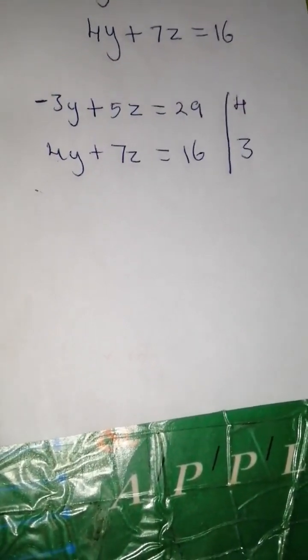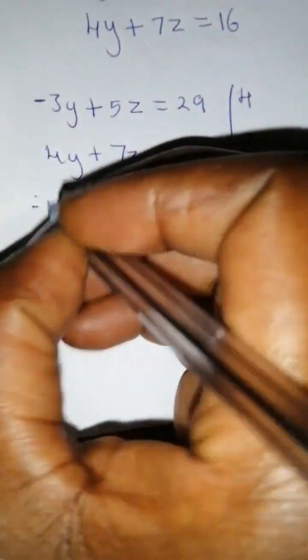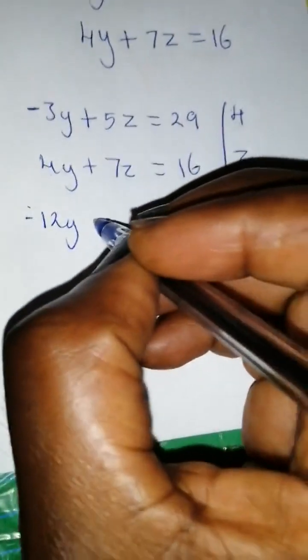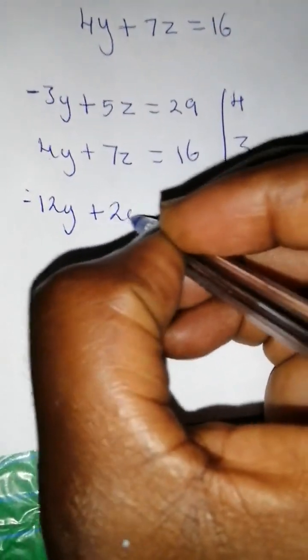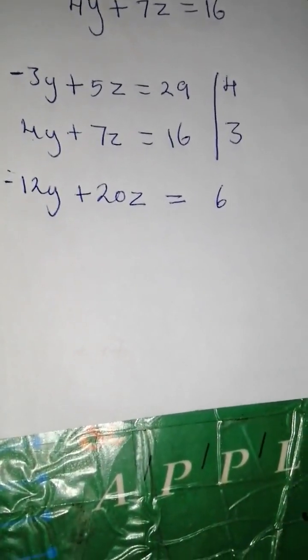terms in that equation. So 4 times negative 3y will give me negative 12y. Then plus 4 times 5 is 20z. 4 times 29 will give me 4 times 9 is 36. I remain with 3. 4 times 2 is 8 plus 3. I have 11. So 116.